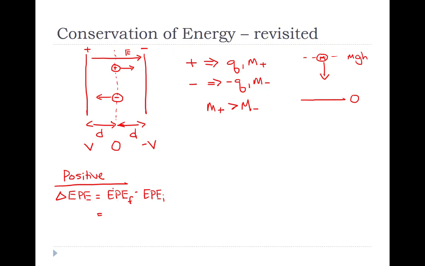Final is going to be the charge, which is Q, times the voltage, which is negative V, minus the charge of Q times the initial voltage, which I've set up very carefully as 0. And this is negative QV. The change in electric potential energy is negative, meaning it has moved to a lower energy state.